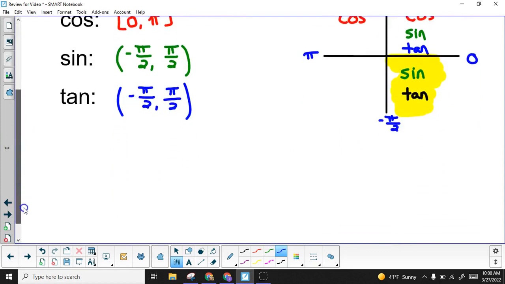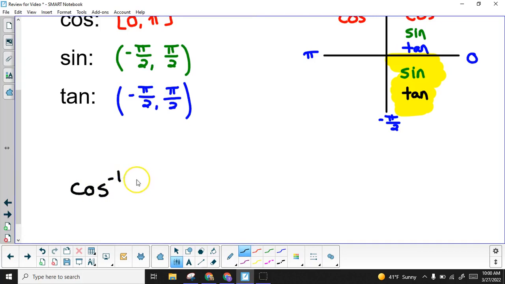Also, let's note the notation for these: you will see both this notation, the inverse cosine, and you will also see arc cosine. They mean the same thing. They both mean we're looking for the angle that has the given cosine value, and the same works for sine and for tangent. Inverse sine and arc sine, also inverse tangent and arc tangent.